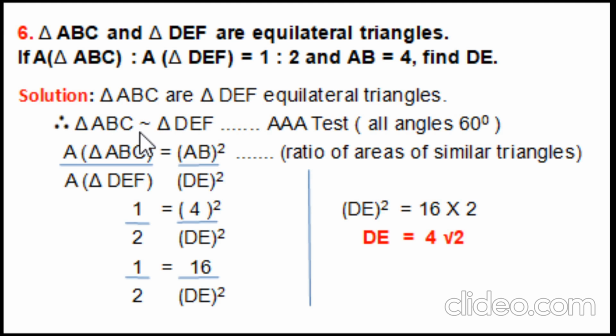Therefore, they are similar also. Why similar? Because all angles are 60 degree. We know the properties of equilateral triangle, all the angles are 60 degree. Therefore, these two triangles ABC and DEF are similar by AAA test, angle test. Then we take the ratios. Area of triangle ABC upon area of triangle DEF is equal to square of AB upon square of DE. Ratios of areas of similar triangles.